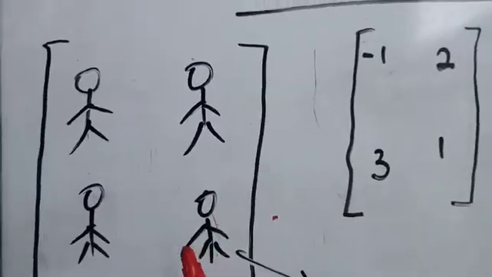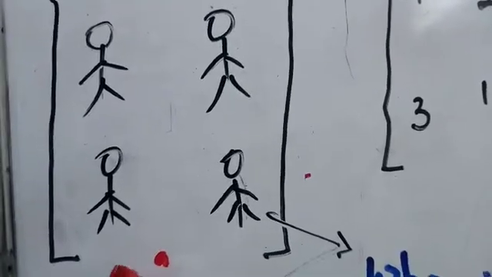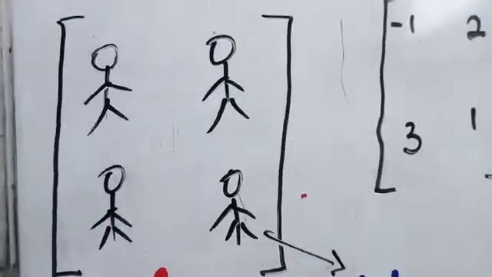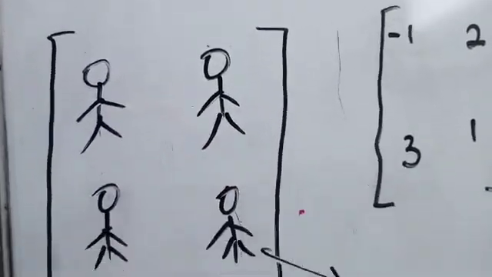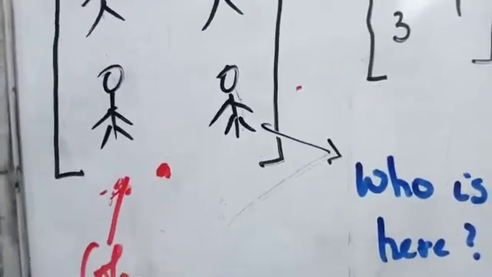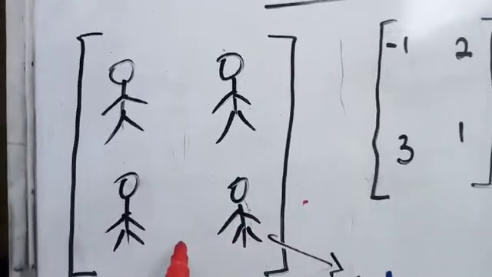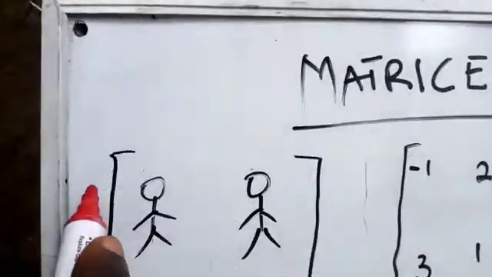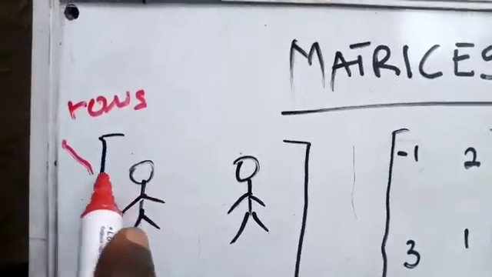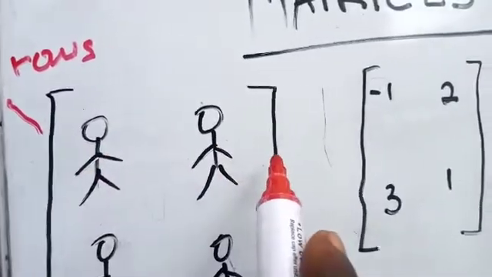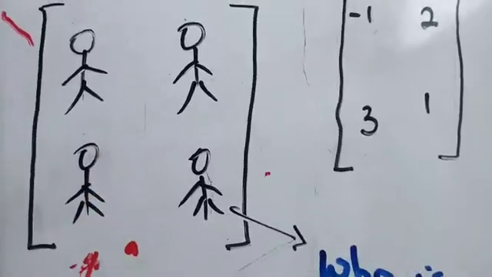In mathematics, when people are sitting from top to down or down to top, we say they are sitting in columns. And those going from left to right are sitting in rows. So those moving from left to right are sitting in rows, and those moving from top to down or down to top are sitting in columns.